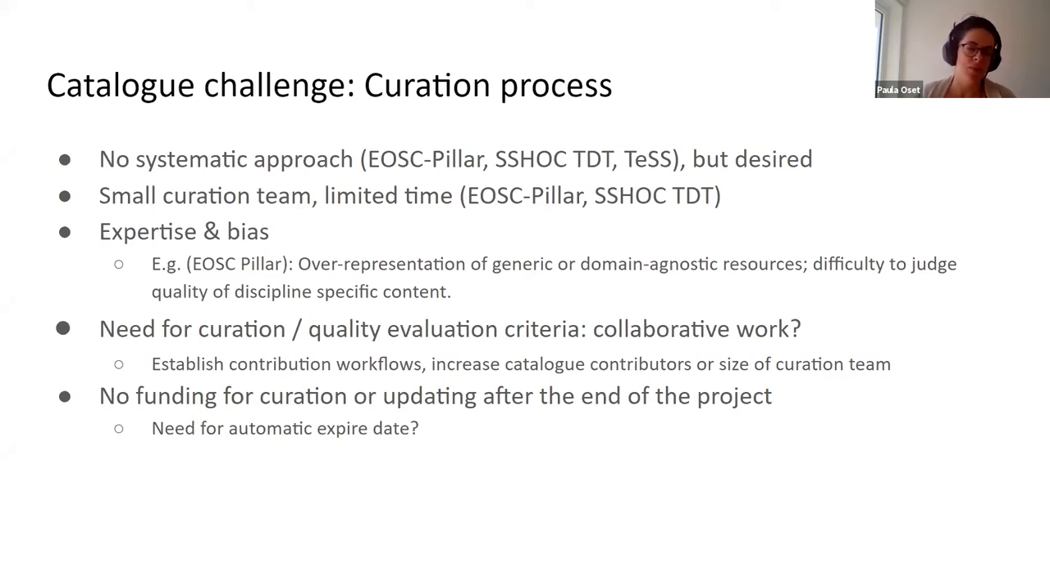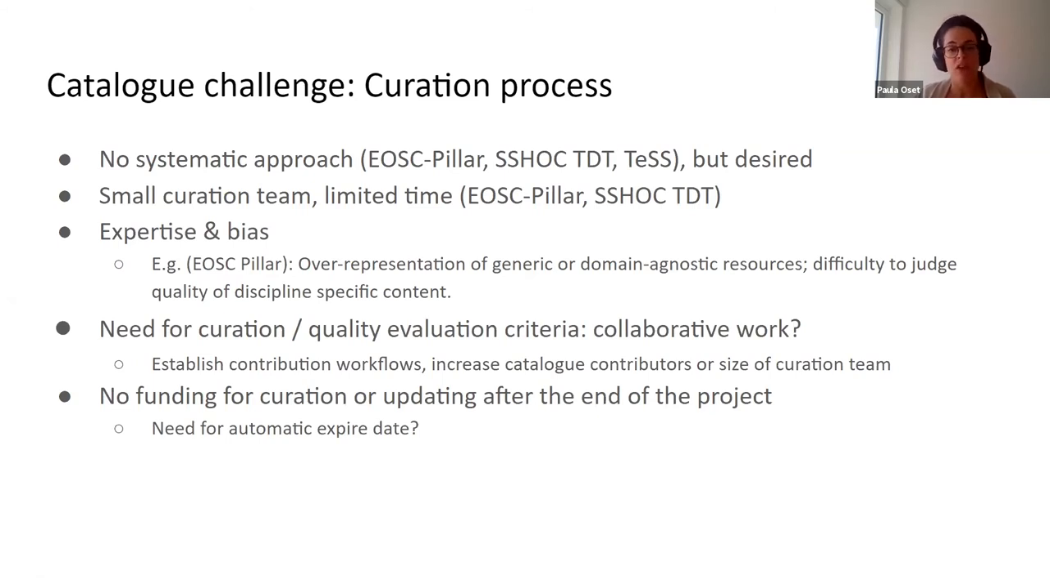And from my personal experience, I mentioned that in EOSC Pillar, we have a bit of overrepresentation on generic or domain agnostic resources. And I think this is mainly because it's very difficult to judge the quality of discipline-specific content, because when you don't have the background, then it's more difficult to assess whether this is going to be useful or good enough or not. And even within discipline-specific catalogs, there are also sub-disciplines, so it might be the case as well.